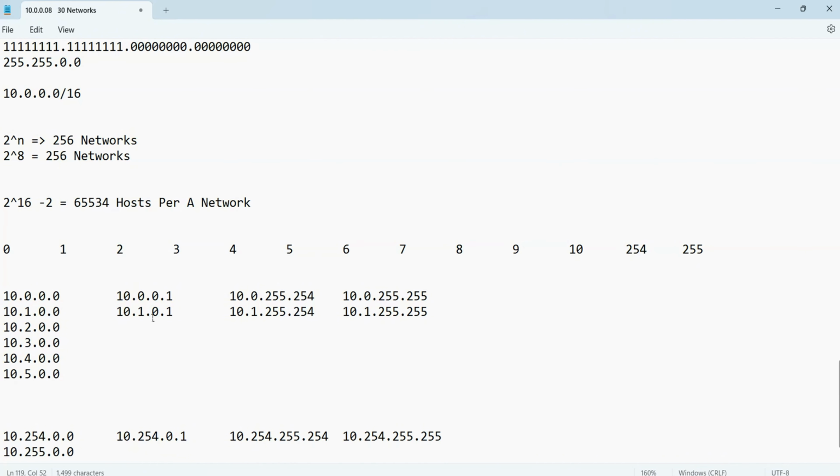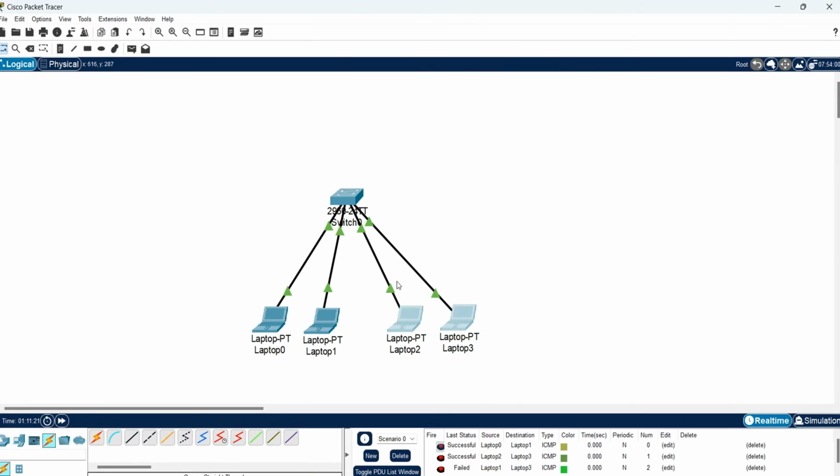So if I count from 0.1 until 255.254, I get 65,534 hosts per network. So it's a CIDR of slash 16. You treat this as a class B network. Let's verify. All right, so watch this.